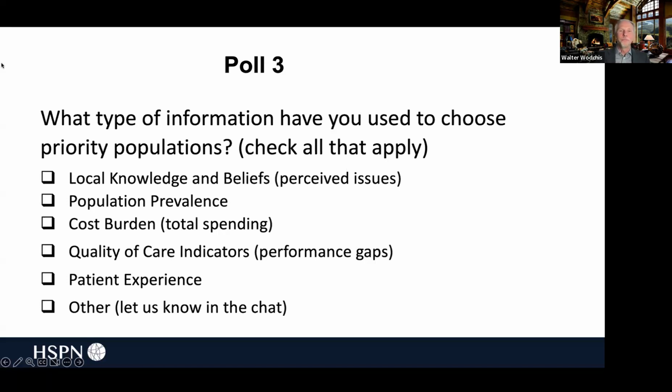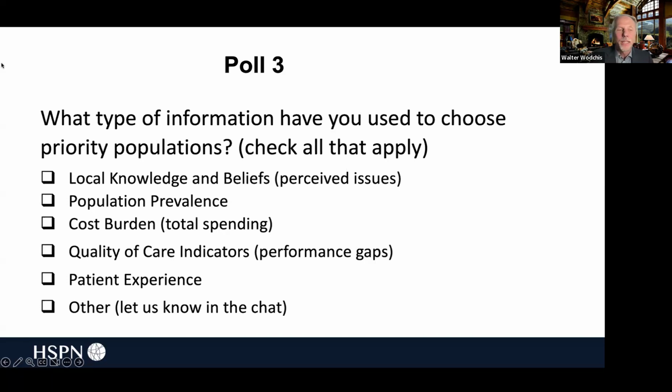Okay. So just before we move on to Dr. Shikani, I want to ask people with this other poll, how have you used or what types of information have you used to choose populations? So we're going to put up this poll. And I guess I want a bit of a sense of what types of data. The first one is more opinion, I think, perceived issues. And then it's how are you interpreting? What's important to you? Is it the size of the population?